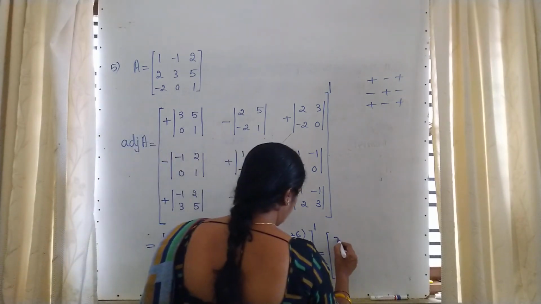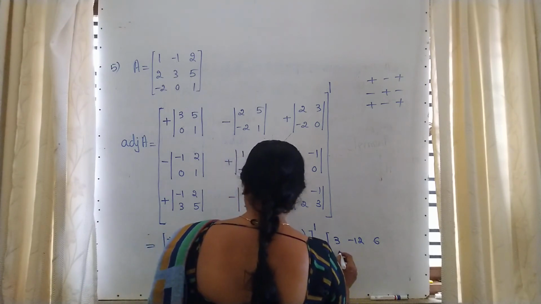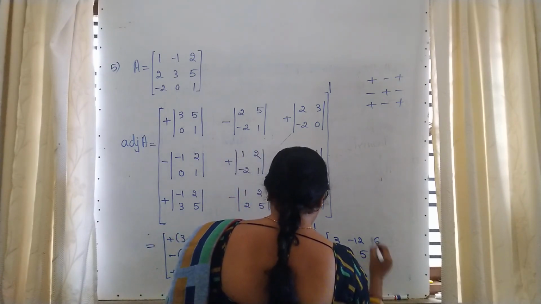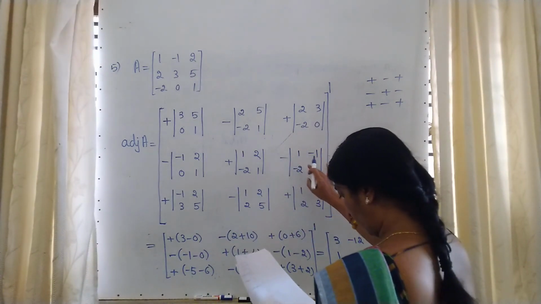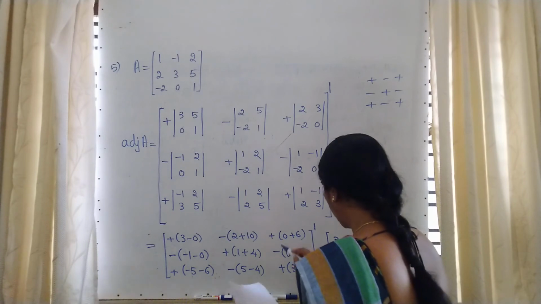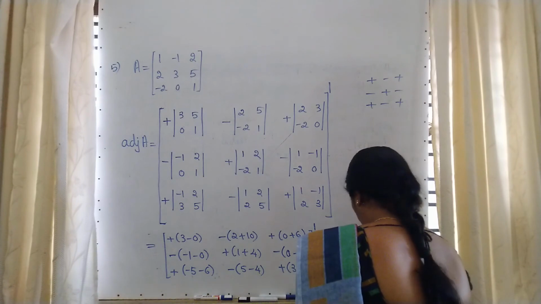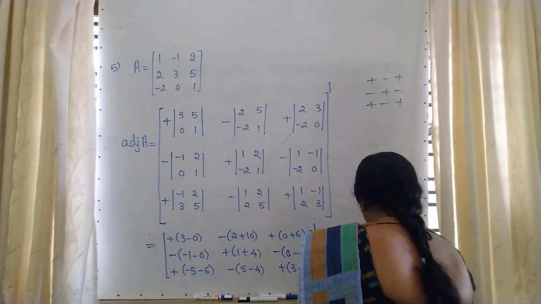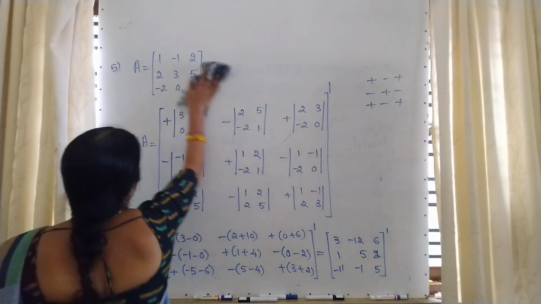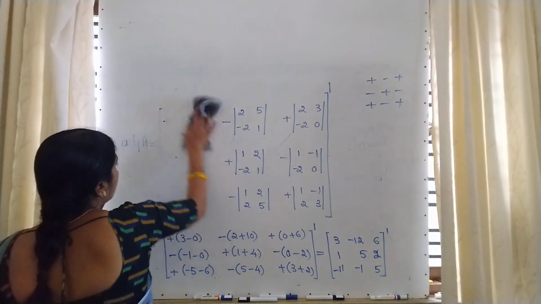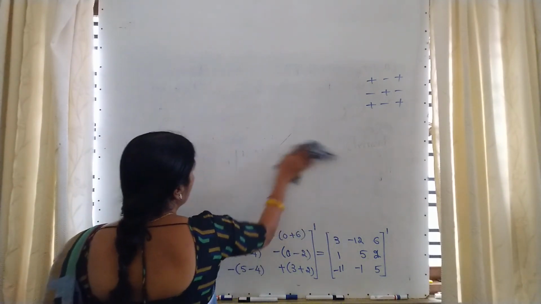3, minus 12, 6. Next 1, 5, 0, 0, sorry, minus into minus is plus. Then minus 11, minus 1, 5. It's a transpose. Remember, we have to write the transpose. So starting only, write on that. Now write the transpose.